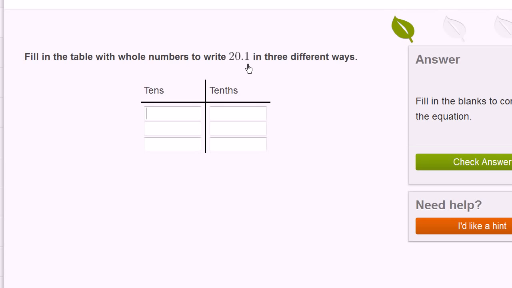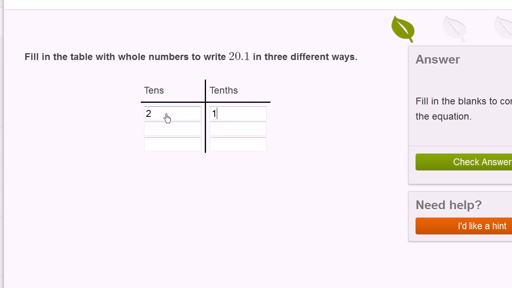Fill in the table with whole numbers to write 20.1 in different ways. So here, the two columns are tens and tenths. So I guess the assumption is we're not going to give anything to the ones place here. And in the original example, we didn't have anything in the ones place either. So we could write the 2 in the tens place is literally 2 tens. And the 1 in the tenths place is literally 1/10.